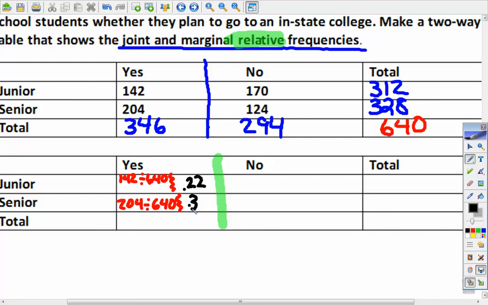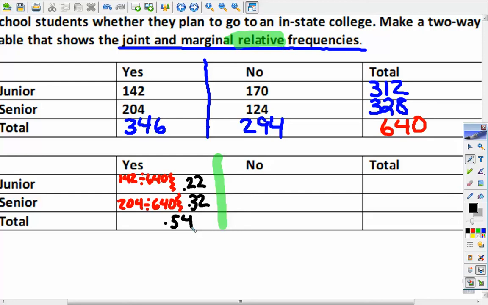So guys, for the marginal relative frequency down here of the number of students that say yes to an in-state college, what are you going to do with the 0.22 and the 0.32 to get a total down here? Add them, which would be 0.54. What this is really saying is 54% of the students are probably planning on college. Does that make sense to you guys?